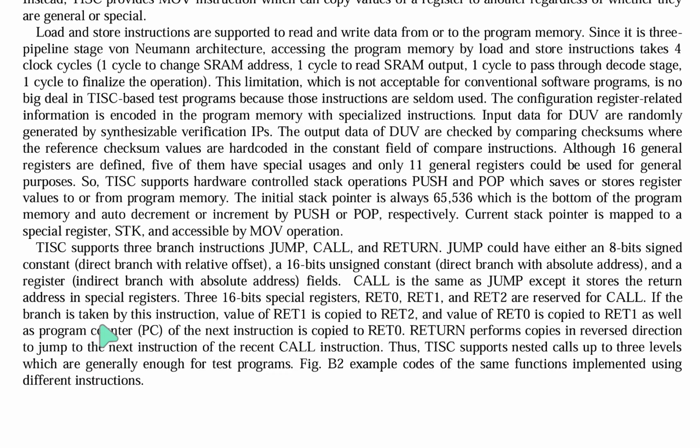If the branch is taken by this instruction, the value of RET1 is copied to RET2 and the value of RET0 is copied to RET1, and the program counter PC of the next instruction is copied to RET0. So the return copies the value in the reserved register to the PC to jump to the next instruction of the most recent call instruction. Thus, TISC supports nested calls up to 3 levels, which is generally enough for the test programs. Figure B2 shows example codes of the same functions implemented using different instructions.